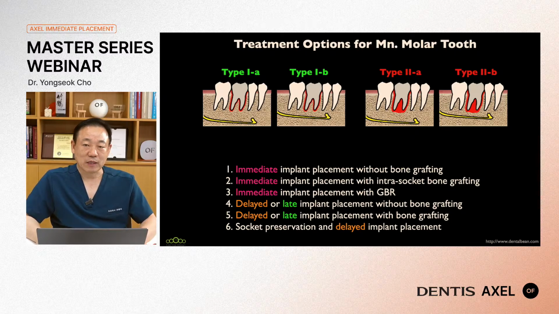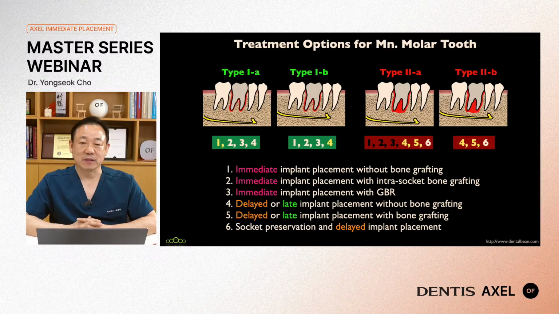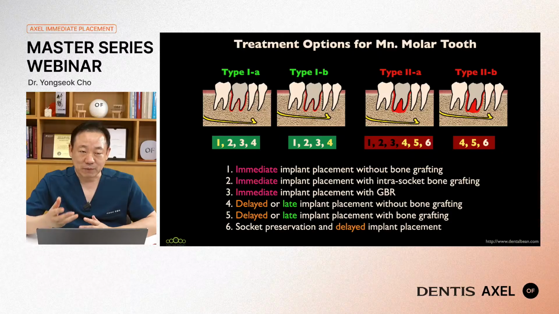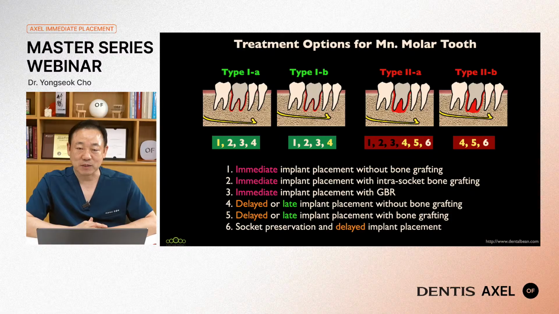Then, depending on the type of extraction socket, which one is recommended? Here is a possible treatment option depending on extraction socket type. For Type 1A, options 1, 2, 3, 4 are possible. Type 1B, same, but my preference is the yellow colored option. Type 1A, immediate implant placement without bone graft. Type 1B, I prefer delayed or late implant placement without grafting.